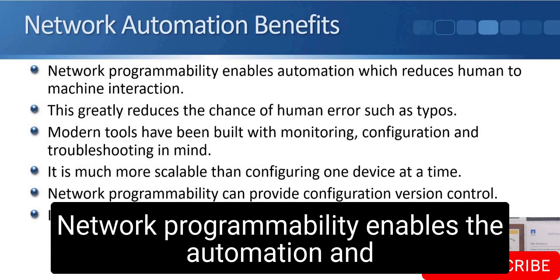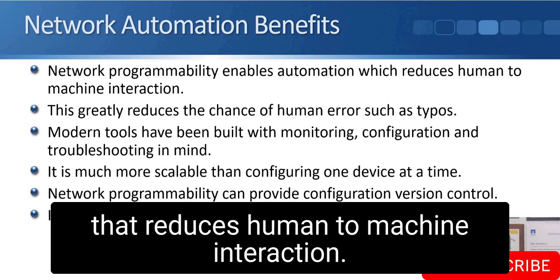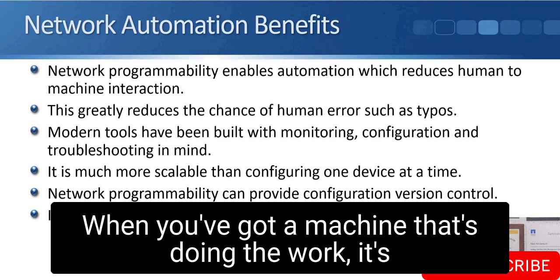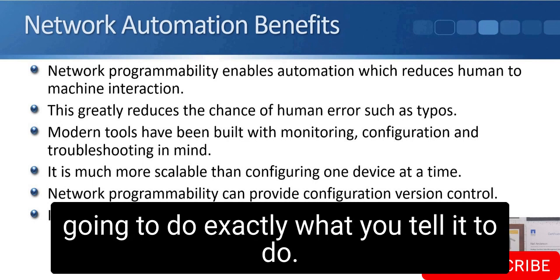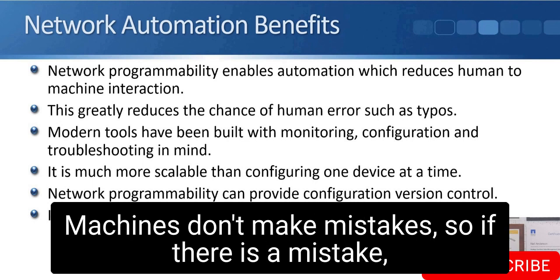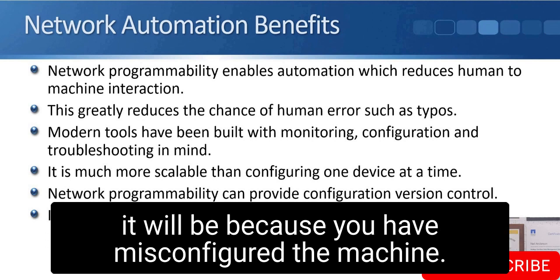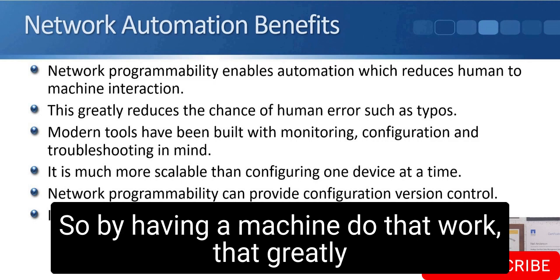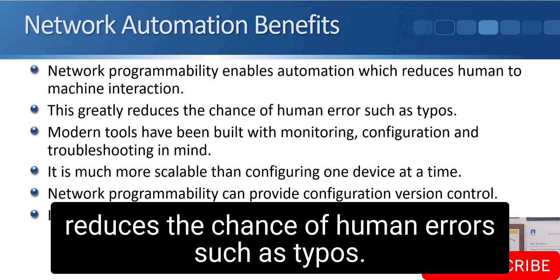Network programmability enables the automation, and that reduces human to machine interaction. When you've got a machine that's doing the work, it's going to do exactly what you tell it to do. Machines don't make mistakes. So if there is a mistake, it will be because you have misconfigured the machine. So by having a machine do that work, that greatly reduces the chance of human errors such as typos.